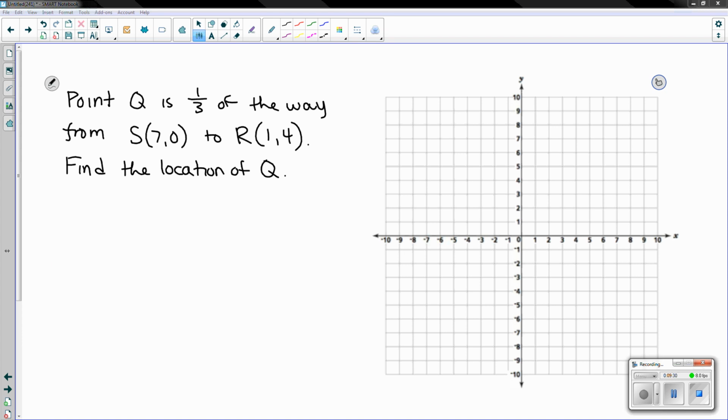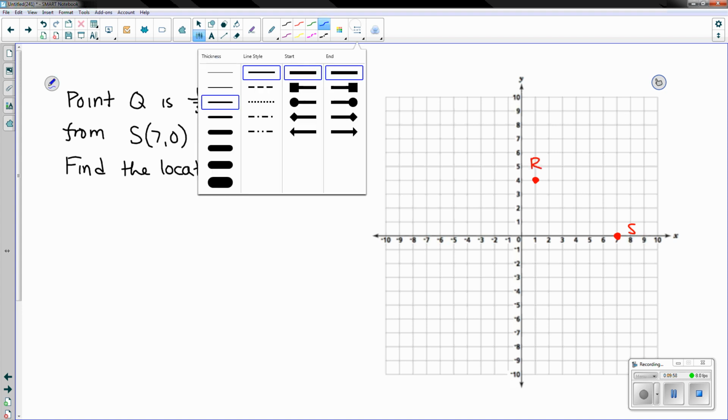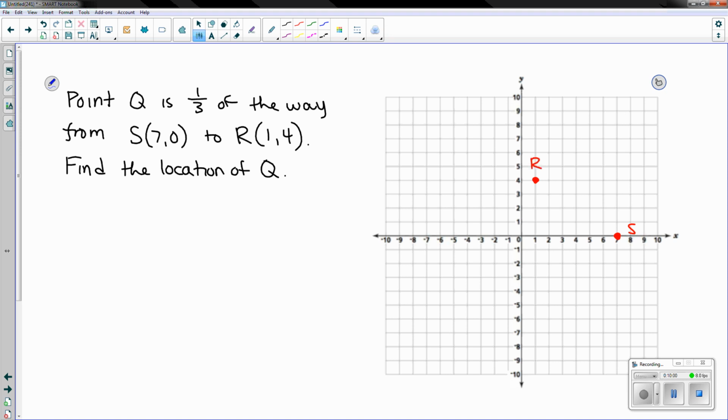So our second example and our last example, we can move a little quicker through this one, but we have point Q is 1/3 of the way from S to R. So we're starting at S and moving towards R. Let's plot our points. I'll do it in a different color. Once we plot our points, we're going to calculate horizontal and vertical distance traveled in total to get from S to R. So we can count. In this case, we're going to see that horizontal distance traveled is going to be 6 units and vertical distance traveled is going to be 4 units.